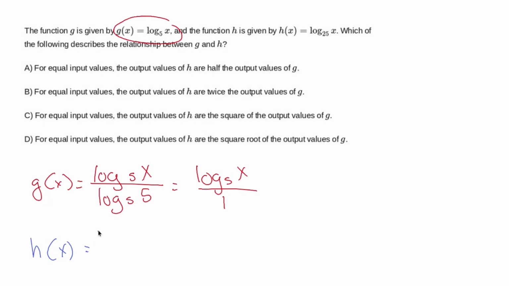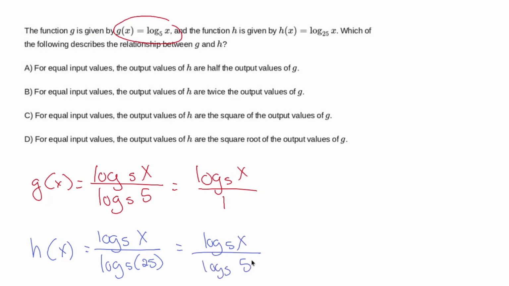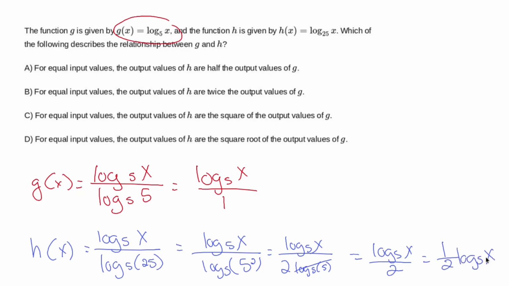h of x, if I continue with the log base 5 trend, would be log base 5 of x over log base 5 of 25. Now, log base 5 of 25 is log base 5 of 5 squared. Which means if I bring the 2 down, that becomes 2 times log base 5 of 5, which becomes 1. So we get log base 5 of x over 2, which is half of log base 5 of x. So while g of x was log base 5 of x, h of x is half of that. Huh?